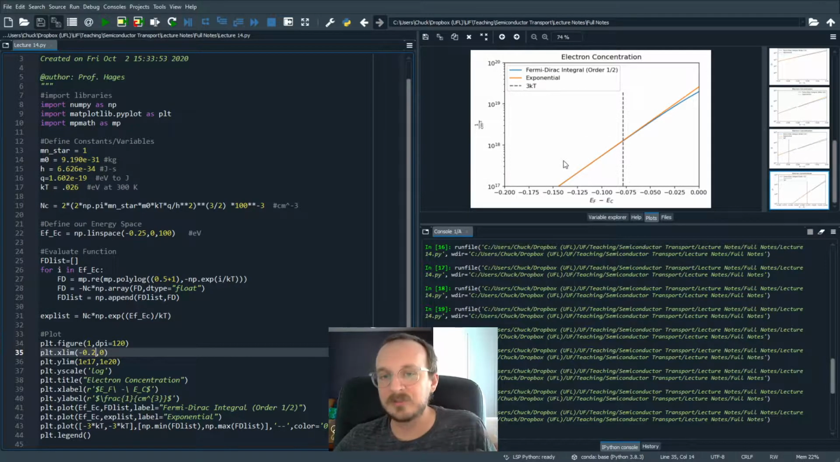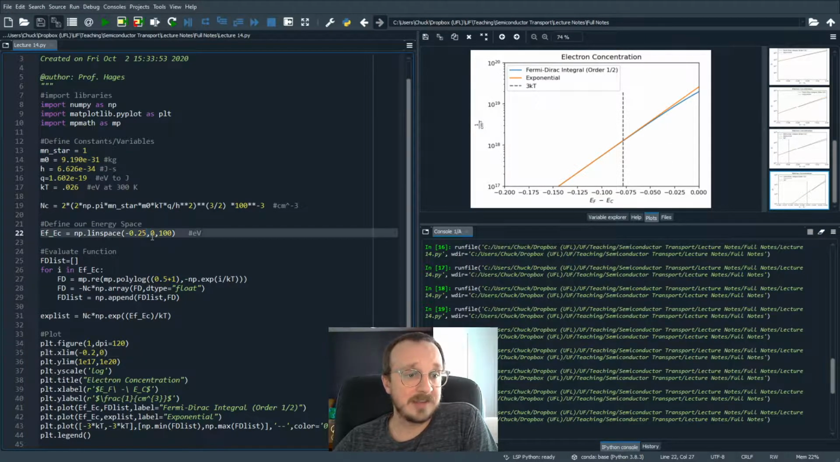And this essentially means, and you can look in the other lecture, that this is going to be Maxwell-Boltzmann statistics for the electron distribution. And for values where the Fermi level is closer than 3kT to the conduction band edge, you can see they start to deviate. And so this is where this comes from.